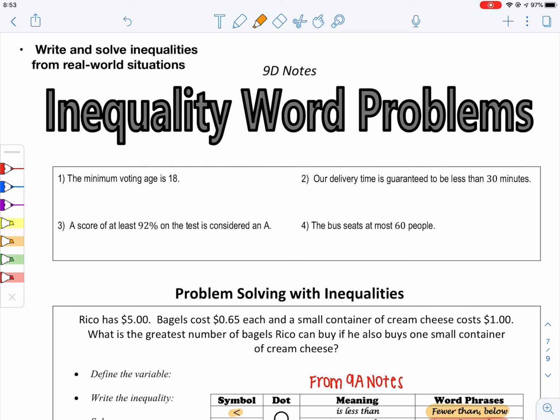So today we're going to learn how to write and solve inequalities from real world situations. We've already talked about how to write inequalities like these first four examples that are on your notes right here, but today we're going to focus more on writing one-step and two-step inequalities.